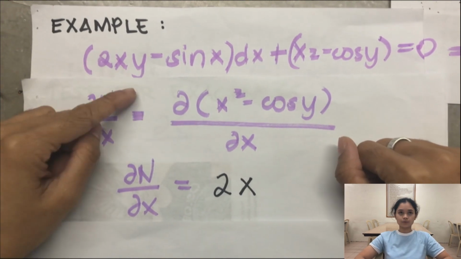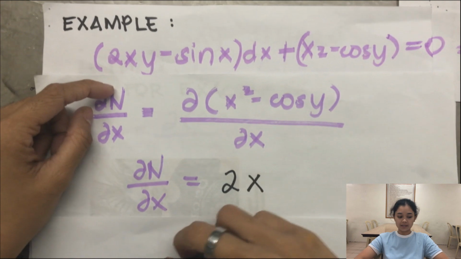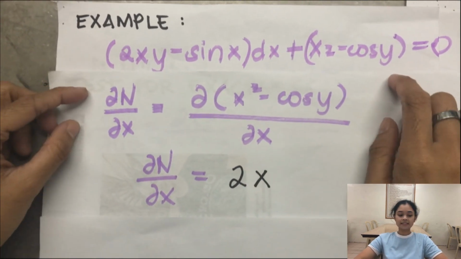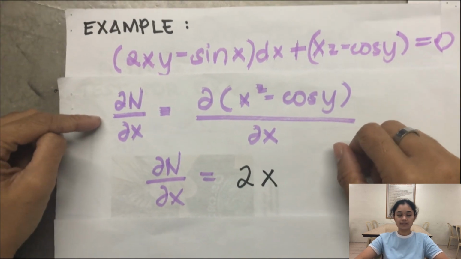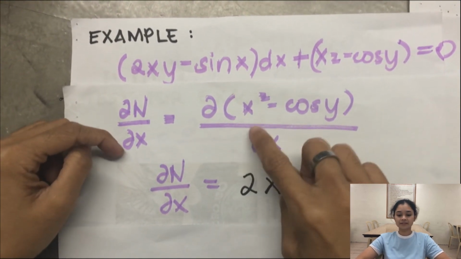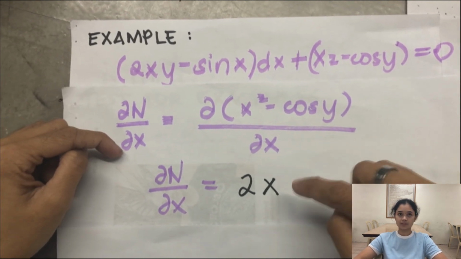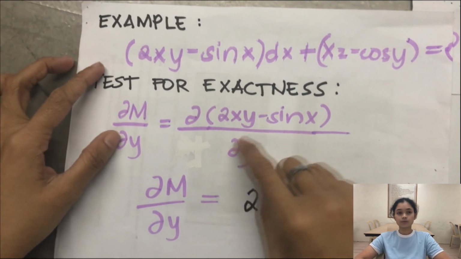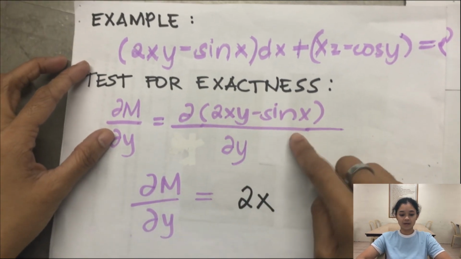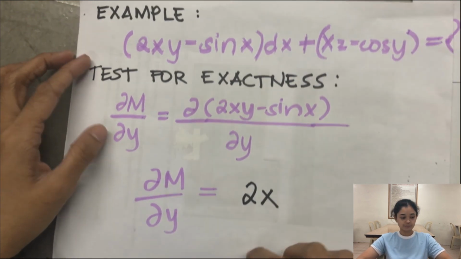So we have (2xy − sin x) dx + (x² − cos y) dy = 0. This differential equation is exact because the partial derivative of M with respect to y is the partial derivative of 2xy − sin x with respect to y, which equals 2x. The partial derivative of N with respect to x is the partial derivative of x² − cos y with respect to x, which equals 2x.